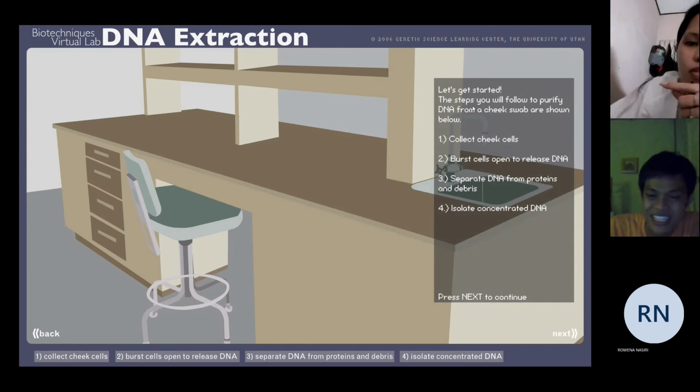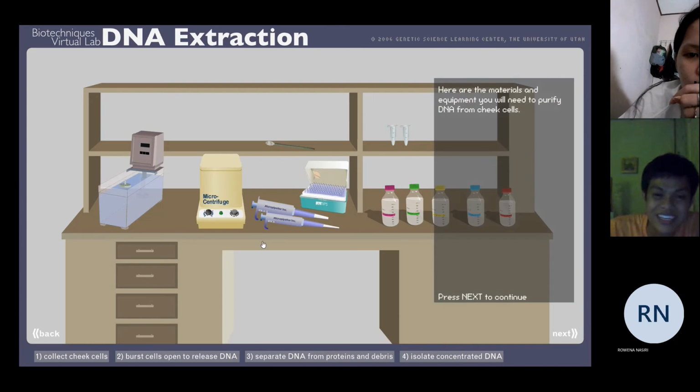Next is, let's get started. The steps you will follow to purify DNA from a cheek swab are shown below. Collect cheek cells, break cells open to release DNA, separate DNA from proteins and debris, isolate concentrated DNA. So, next slide. Next part ng virtual lab.